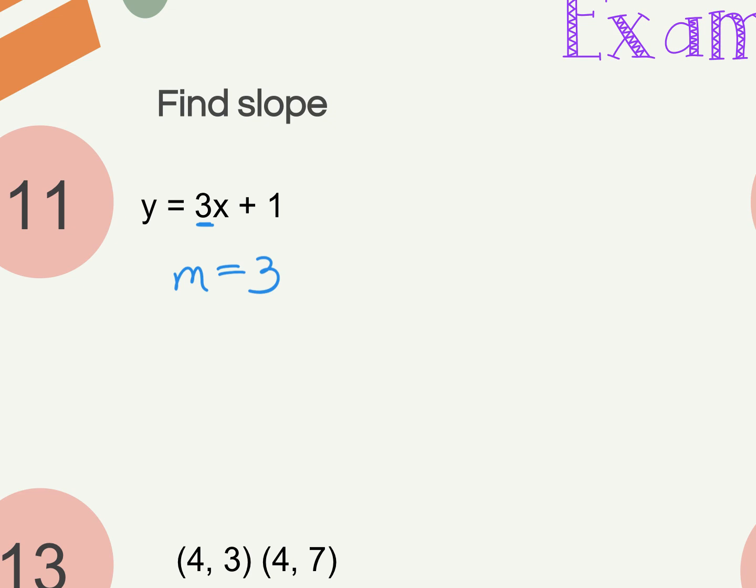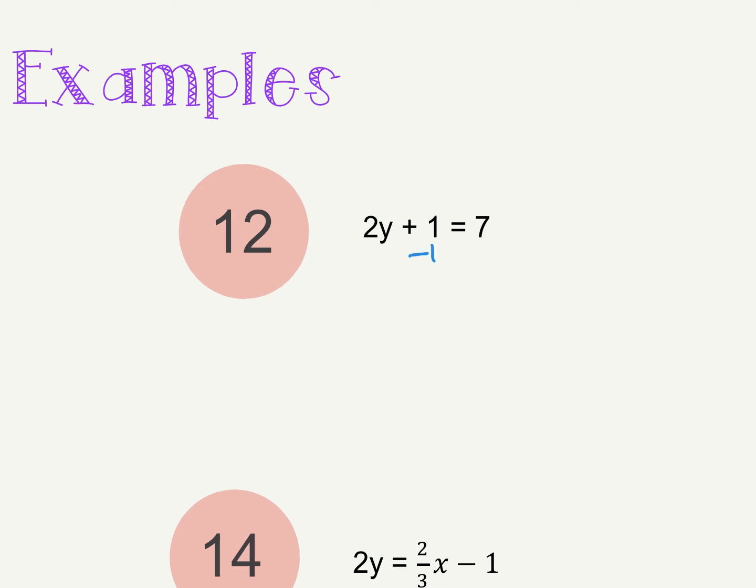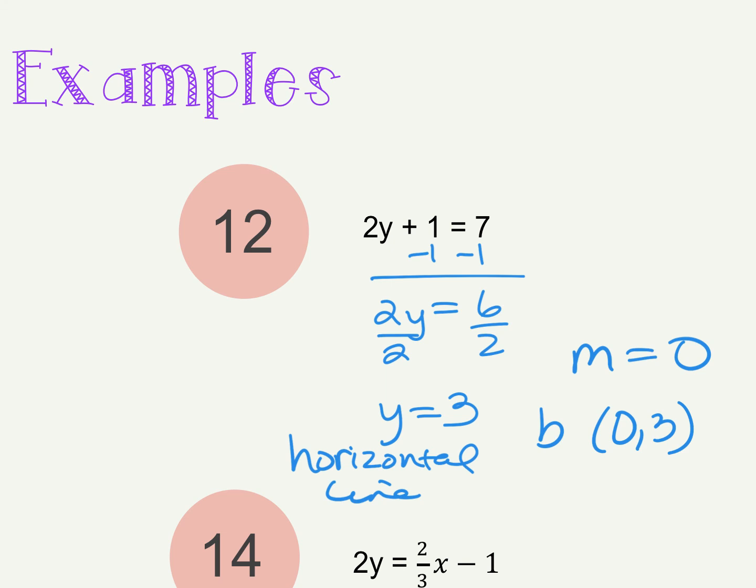For number 12, we got to work for it. We got to put it into y equals mx plus b form, or at least attempt to: 2y equals 6, divide by 2. Remember, whenever it's y equals a number, this is a horizontal line, so my slope equals 0. My y-intercept, if they ask for that, would be (0, 3). This graph, remember, is a horizontal line whenever there's no x here.